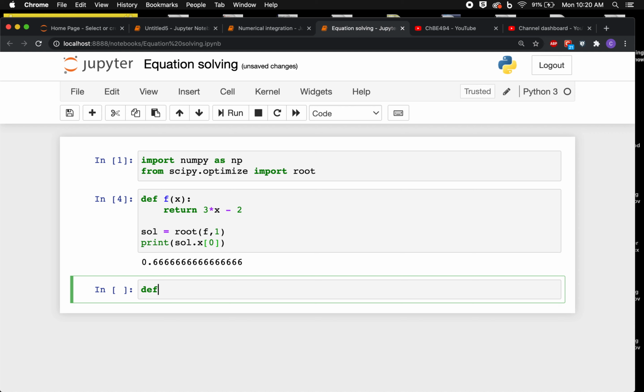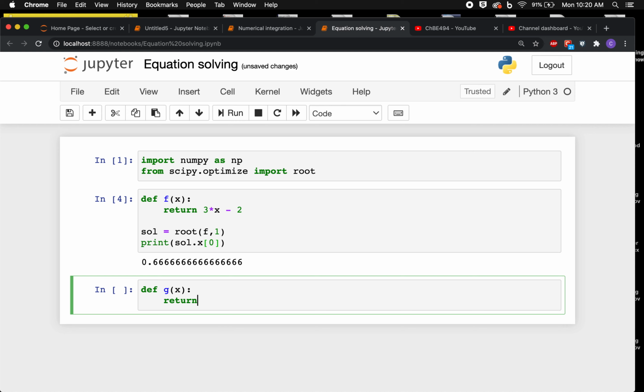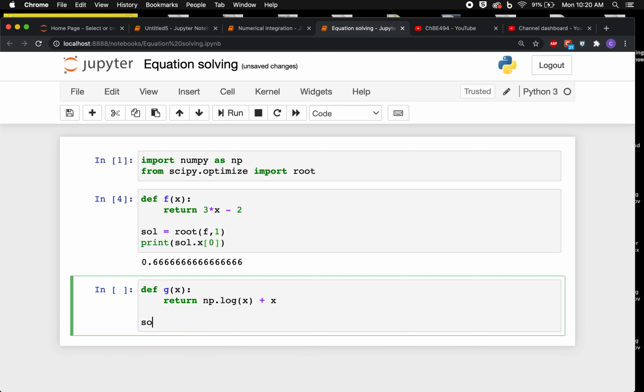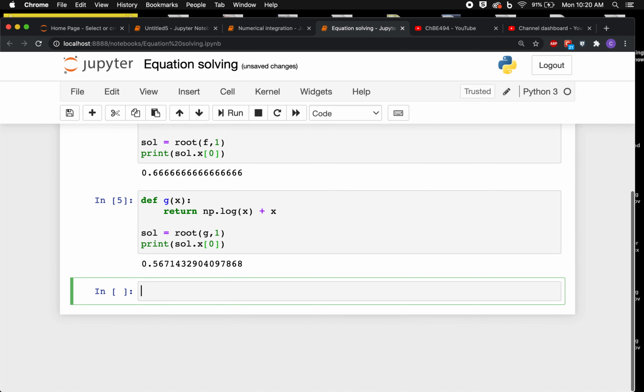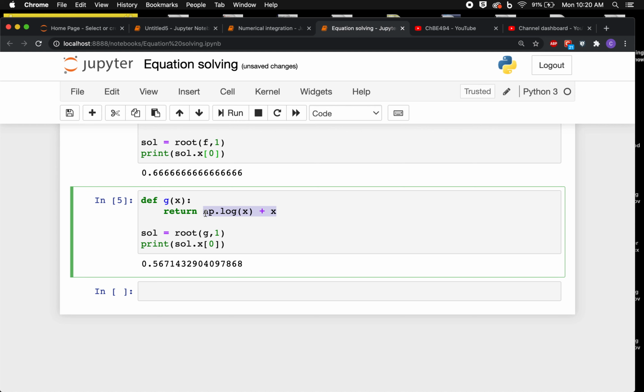So we could also do another function. We could do like g of x. We could do something like the homework problem where we do n log of x plus x is equal to 0. And then we do sol is equal to root of g. I'll give it a guess of 1. And then we can print sol.x of 0 to get the solution. And in this case, we get 0.567. So again, we have a return value.